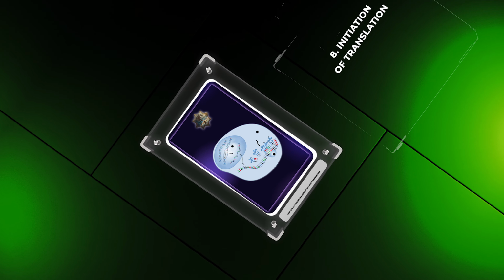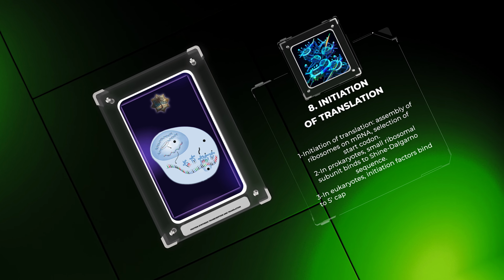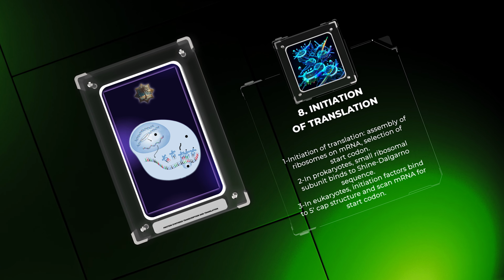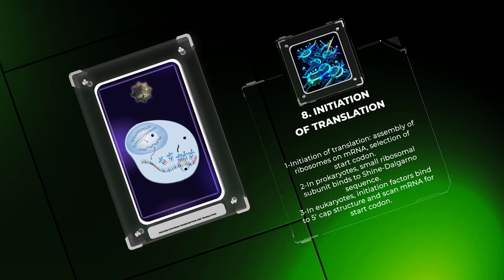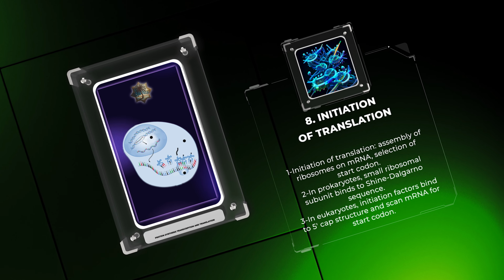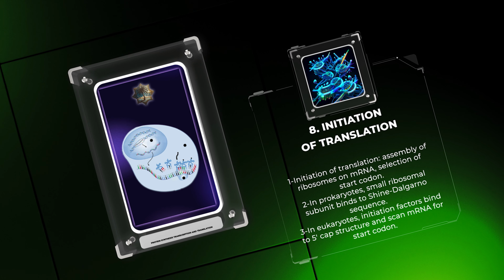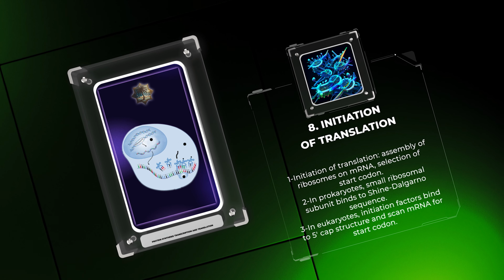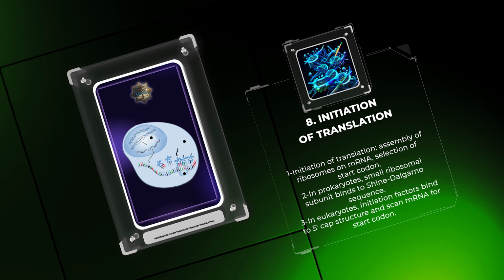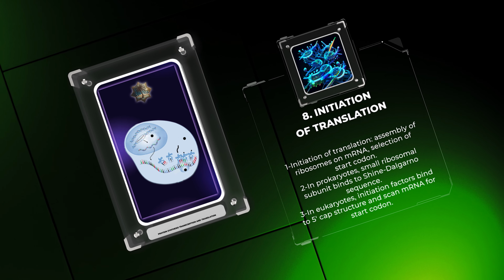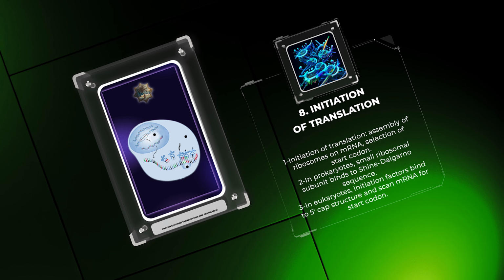The initiation of translation involves the assembly of ribosomes on mRNA and the selection of the correct start codon. In prokaryotes, the small ribosomal subunit binds directly to the Shine-Dalgarno sequence located upstream of the start codon. In contrast, eukaryotes use a different mechanism involving the binding of several initiation factors to the 5' cap structure, followed by scanning of the mRNA until the start codon is identified.